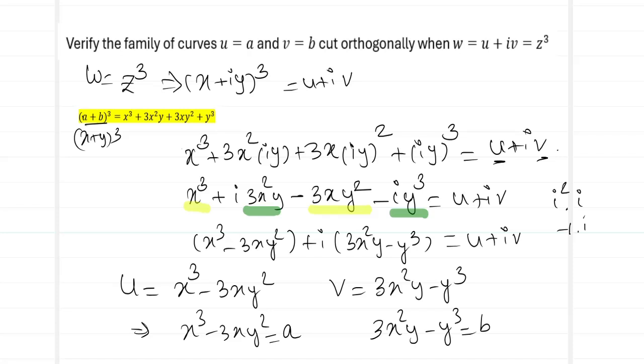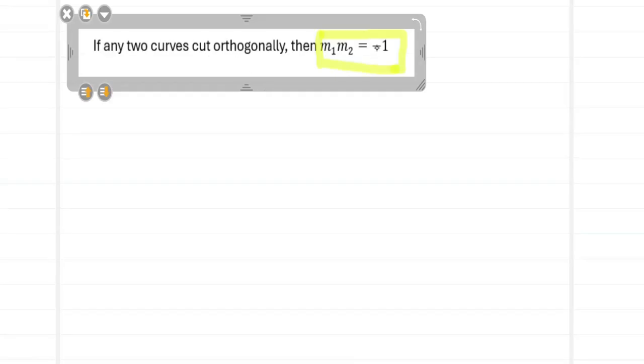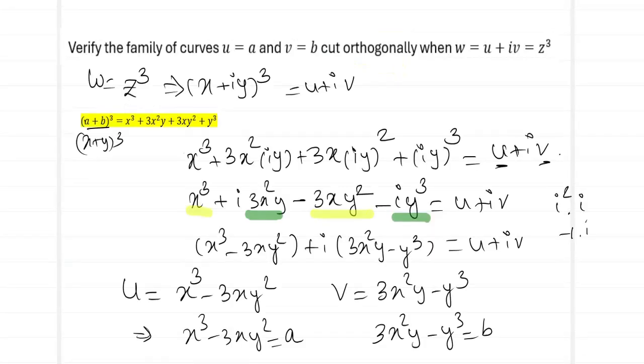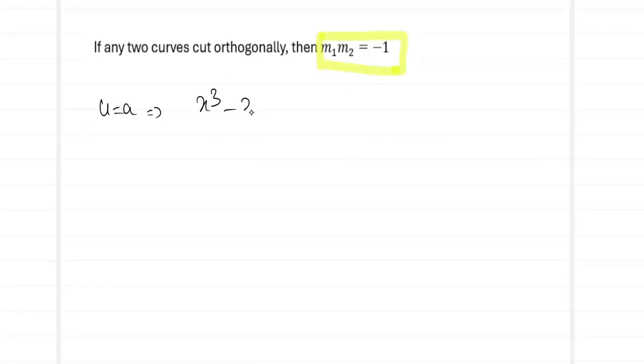So what is going to be the condition of orthogonality? We have already seen that the condition for orthogonality is m1 m2 equal to minus 1. So what is going to be my first curve? My first curve u is equal to a is going to be given by x cube minus 3xy square equal to a. Let me go for the derivative to find my m1. That is going to be my dy by dx.